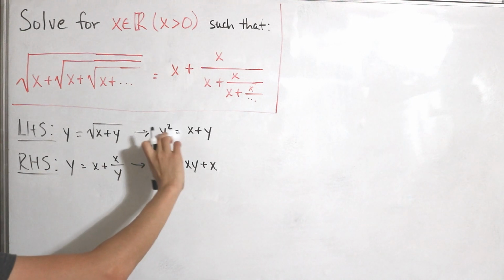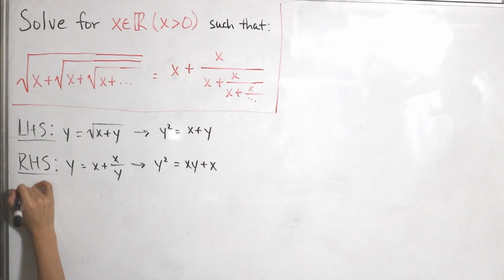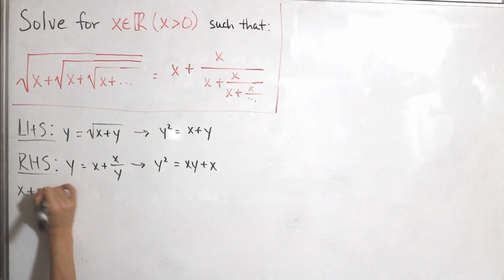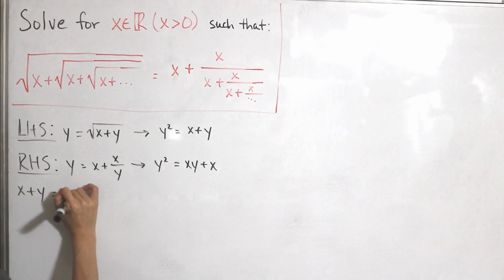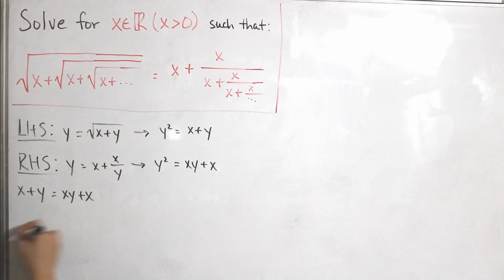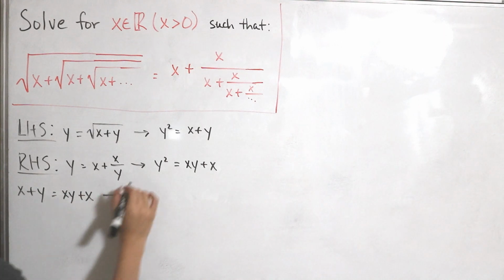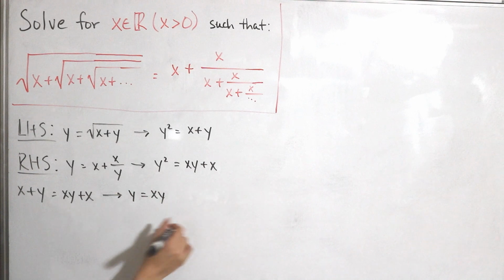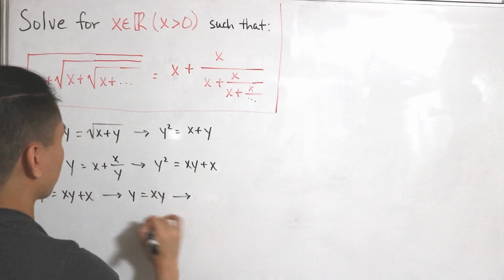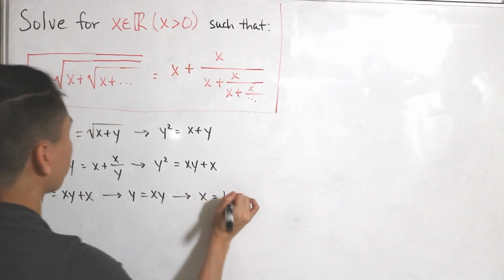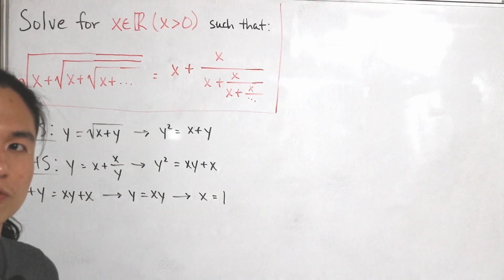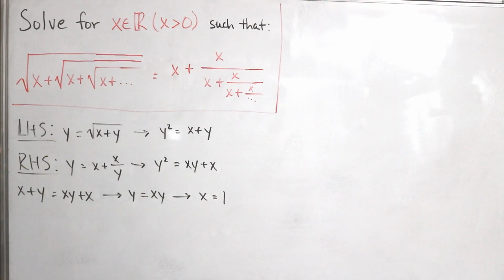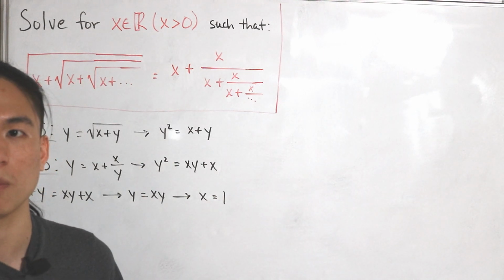Now, these y squared are both equal to each other, so I can just equate these equations together. So x plus y is equal to xy plus x. Subtract the x's from both sides, and so I have y is equal to x times y. Divide the y from both sides, and therefore I have that x is equal to 1. So technically that is the solution for this equation.